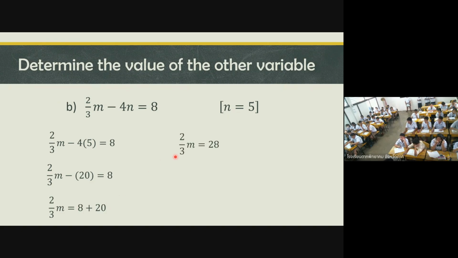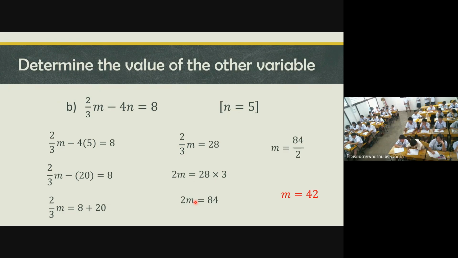Now there is a denominator 3. Remember, to remove the denominator, we're going to multiply the given equation by 3. We're going to have 2m is equal to 28 times 3. Again, this denominator will become multiplication. And so 28 times 3 is 84. To solve for the value of m, you're going to divide both sides by 2. And so m is equal to 84 over 2, which is equal to 42.